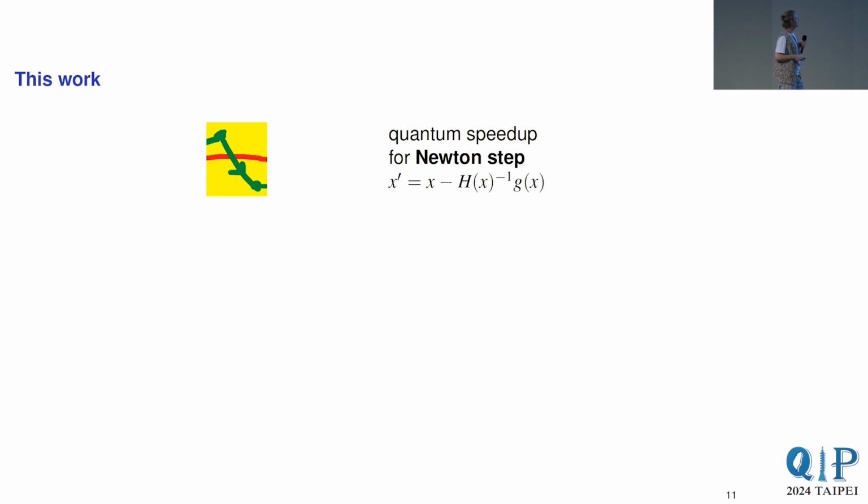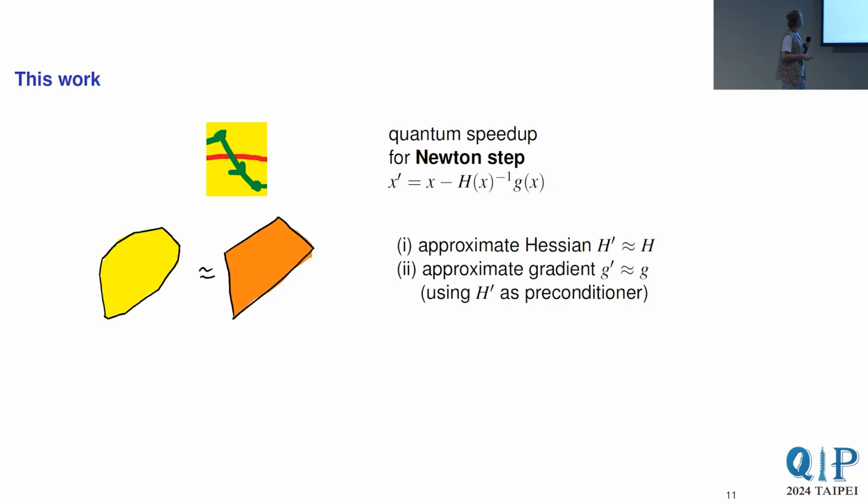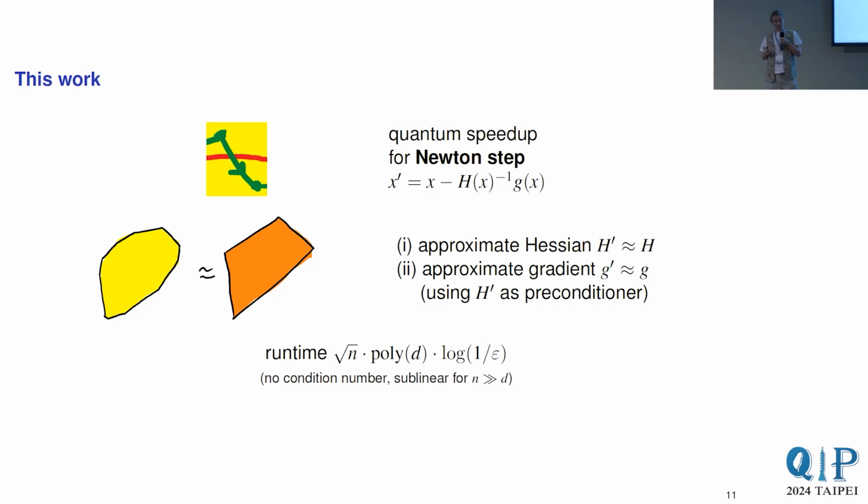So what do we do? We again find a quantum speedup for the Newton step, but we use a slightly different idea. What we do is approximate this polytope, or more precisely approximate the Hessian explicitly by some easier to construct object, and then we use that to approximate the gradient. And these are the two steps that I'll describe later on. What this gives us is a quantum algorithm for solving LPs whose runtime scales as square root n. This compares to n classically, times some poly d times log 1 over epsilon. So it's a high precision result. It's sublinear in the regime that we're considering, and there's no condition number popping up.